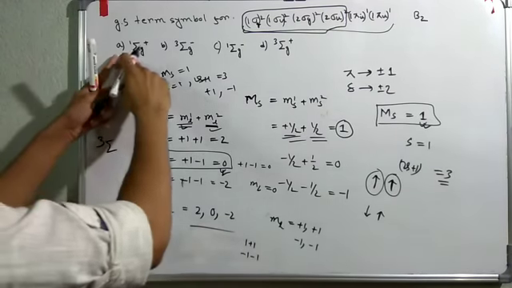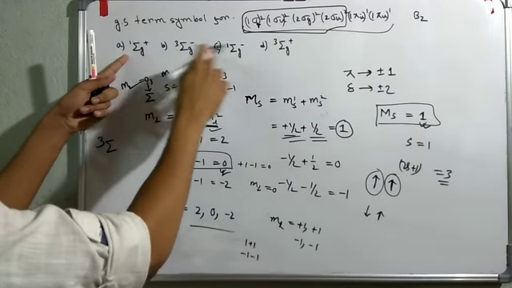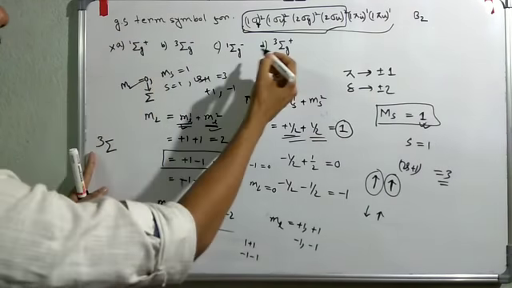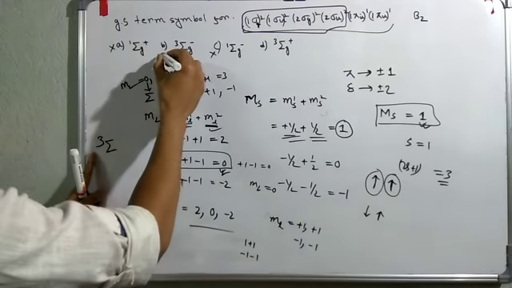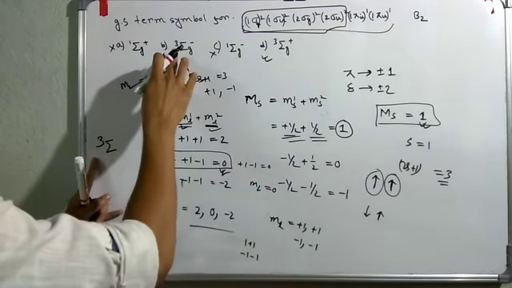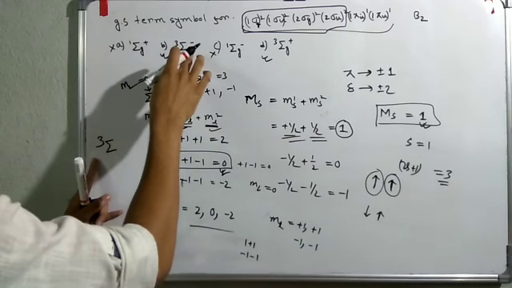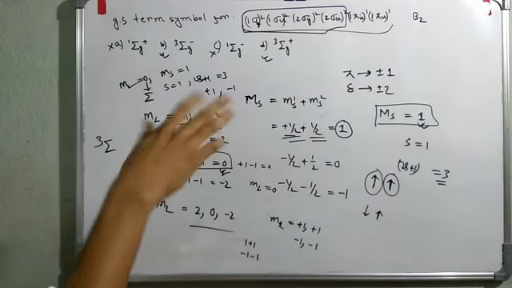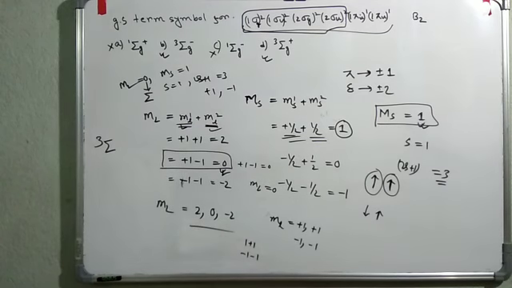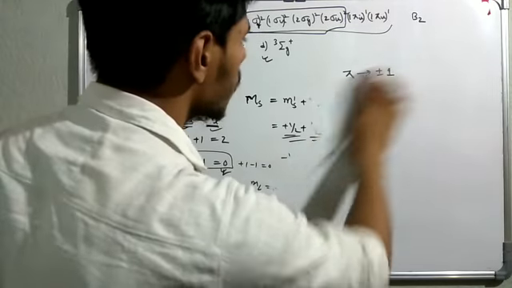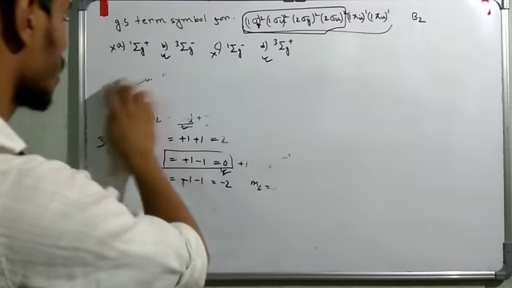So you can see all here it is given sigma, and we also know that it is 3 sigma. So now this option and this option are left out. We are only left with option B and option D, whether it is 3 sigma g minus or 3 sigma g plus. Now the next task is to determine whether it is g or u. How do we determine whether it is g or u?